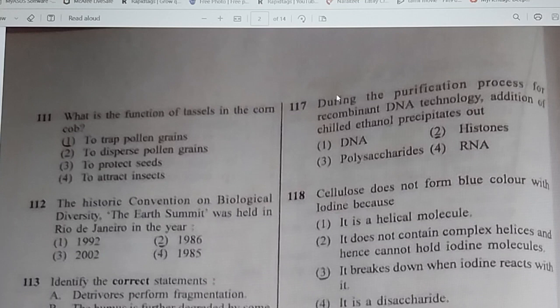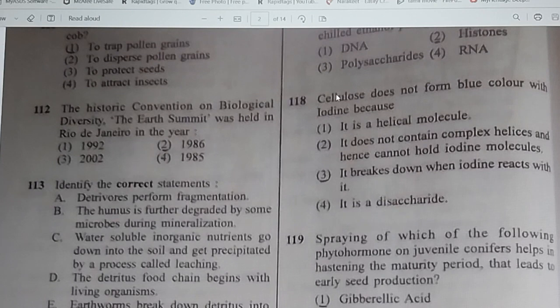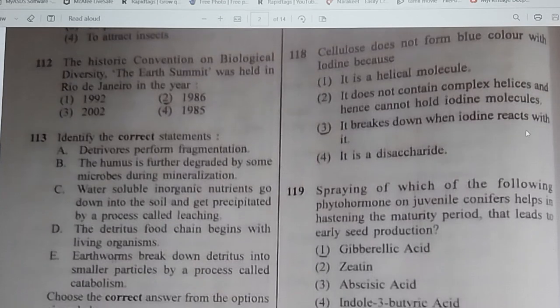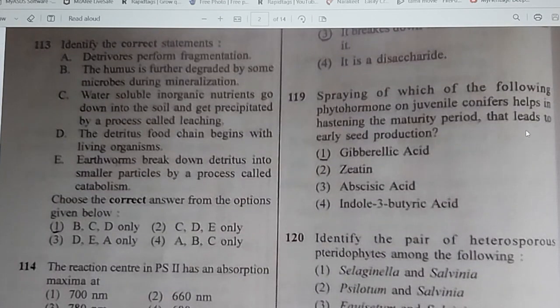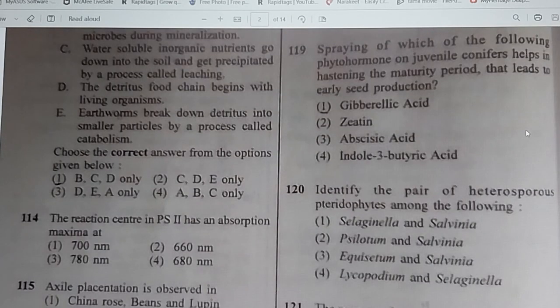During the purification process for recombinant DNA technology, addition of chilled ethanol precipitates what? It precipitates DNA. So 117 is option A. 118. Cellulose does not form blue color with iodine because it does not contain complex helices and hence cannot hold iodine molecules, option B. 119. Spraying which of the following phytohormones on juvenile conifers helps in hastening the maturity period that leads to early seed production is option A, gibberellic acid.